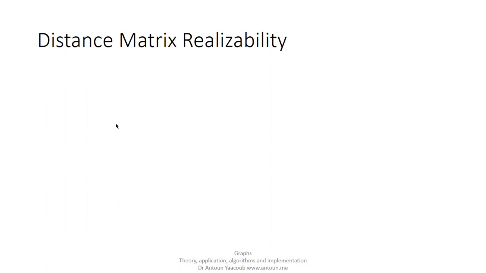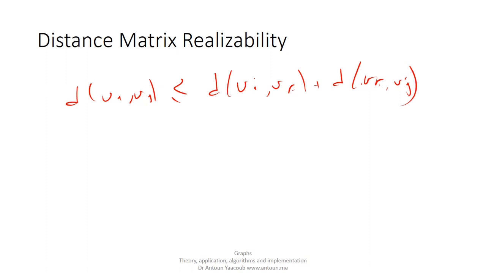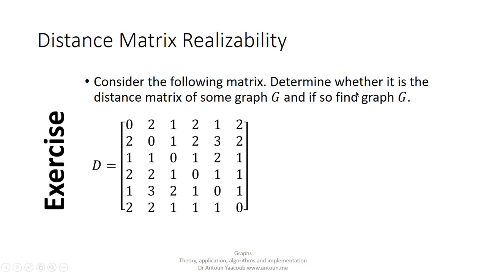Obviously, in order to say yes or no, I need to verify all the triangle inequalities. That is, the distance between Vi and Vj must be less than or equal to the distance between Vi and Vk plus the distance between Vk and Vj, for all the vertices in the graph. So let's take an example. We will consider the following matrix to determine whether it is the distance matrix of some graph, and if so, find it. We check that yes, it has a zero diagonal and it's symmetric.